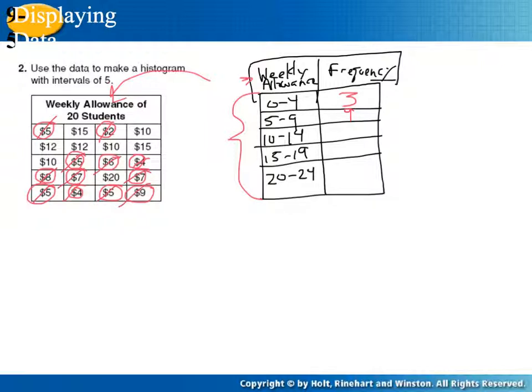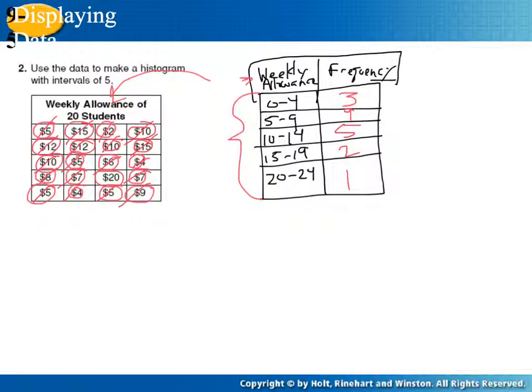Then, between 10 and 14, how many values do I have? 1, 2, 3, 4, 5. 5 values there. Cross those off. Between 15 and 19, I see 2 values. And between 20 and 24, I see 1 value. Okay, so I have a 3, 9, 5, 2, and 1.